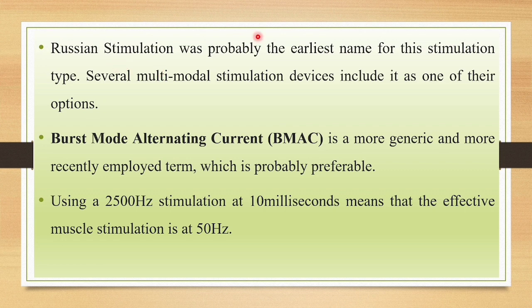Russian stimulation was probably the earliest name for this stimulation type. Several multimodal stimulation devices include it as one of their options. Burst mode alternating current (BMAC) is a more generic and more recently employed term, which is probably preferable. Using a 2500 Hz stimulation at 10 milliseconds means that the effective muscle stimulation is at 50 Hz.